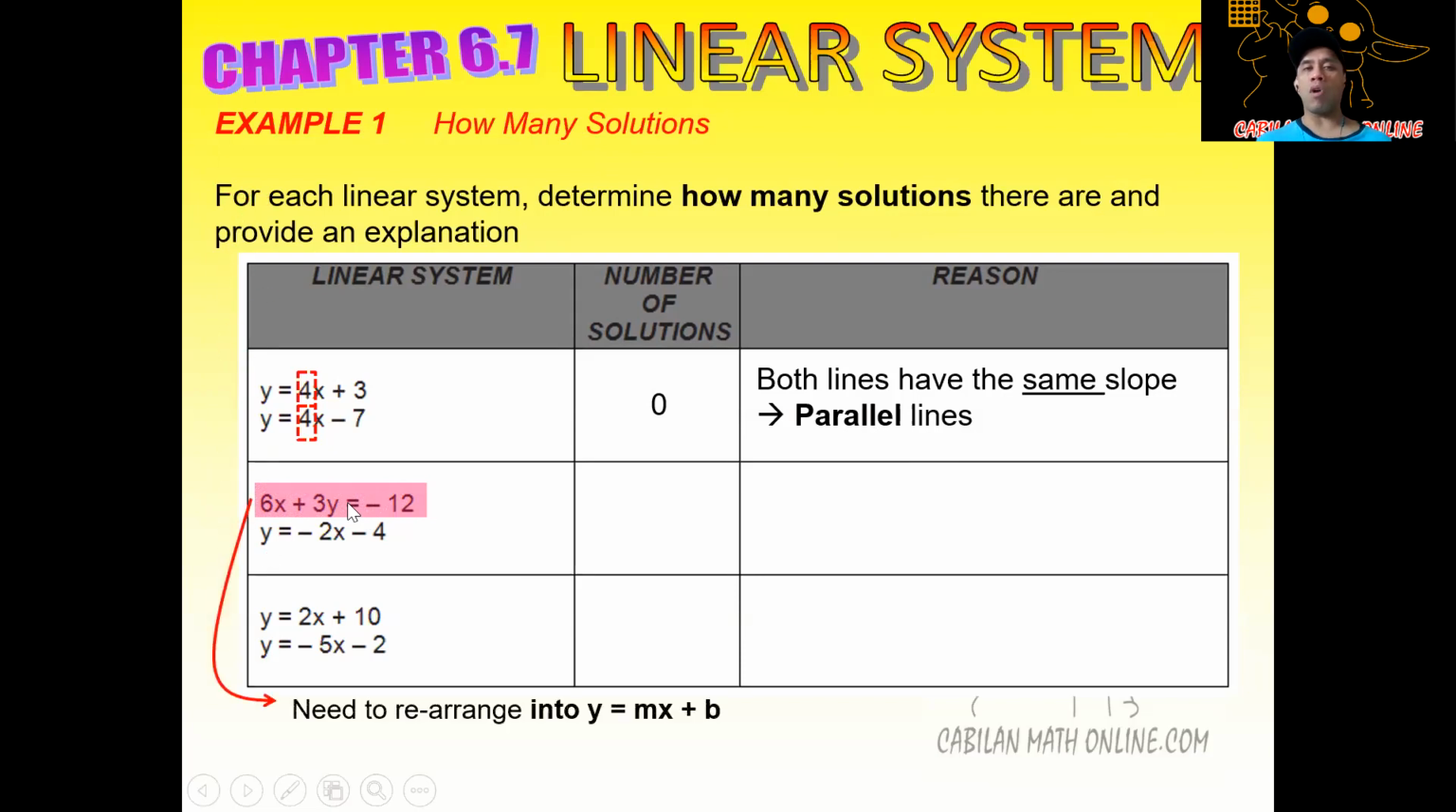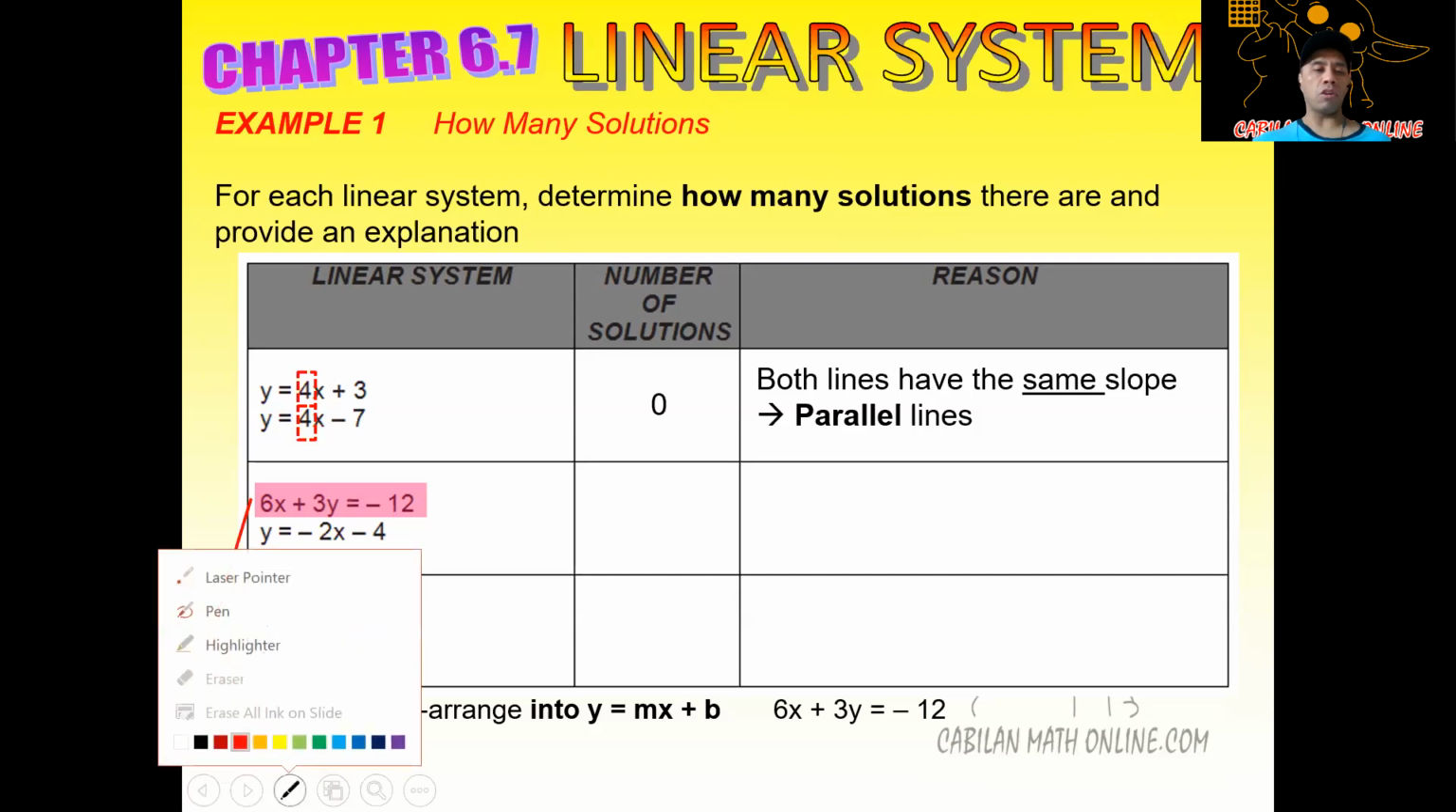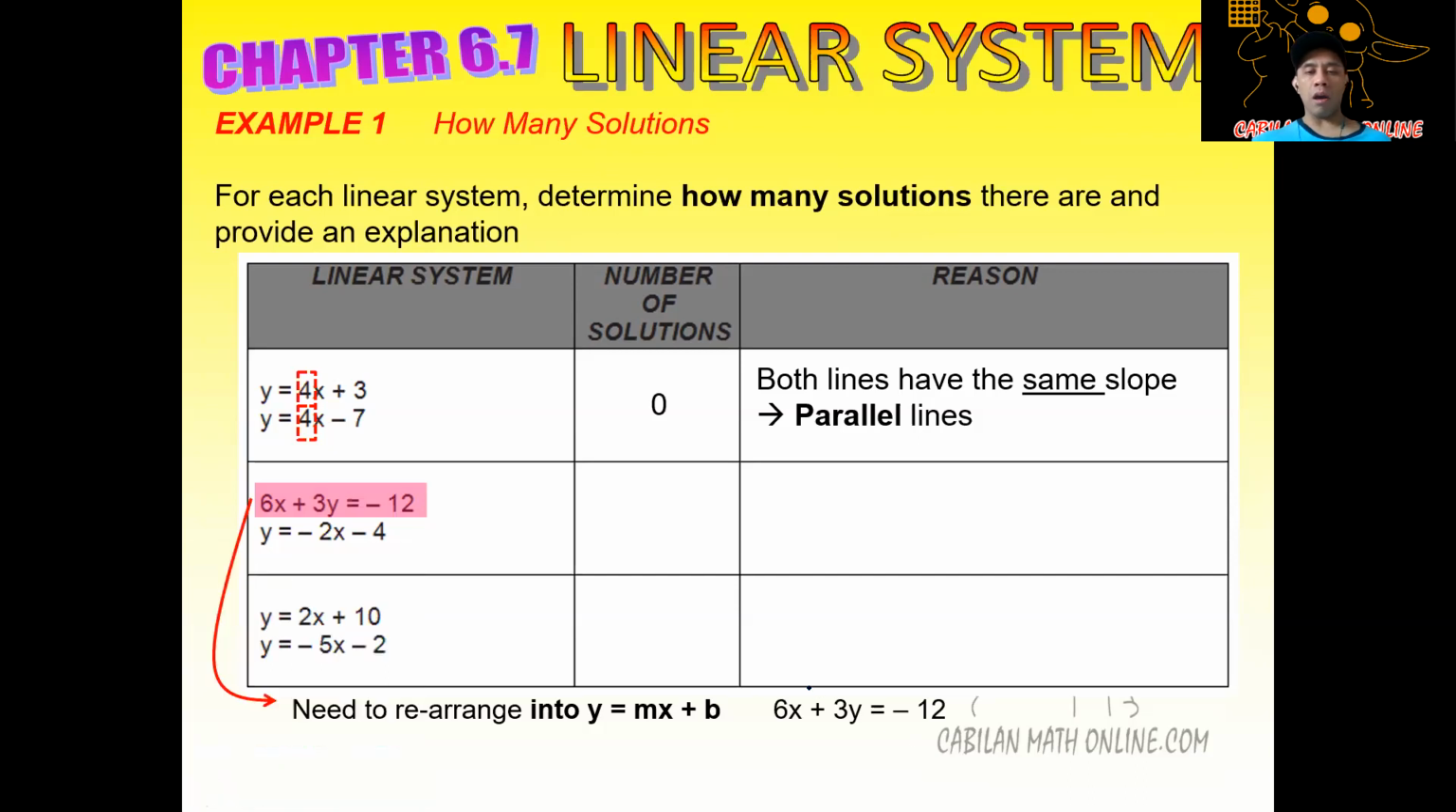Because remember that what we want to do here is to look at the slopes to figure out how many solutions there are. So by taking this over here, notice we have 6x plus 3y equals negative 12. And remember that when you're converting equations into the form y equals mx plus b, you always have to leave the y term alone. So I'm just going to put a blue box around it just as a reminder that we leave this term until we absolutely have to deal with it. Okay? So let's take a look at what we need to do next here.